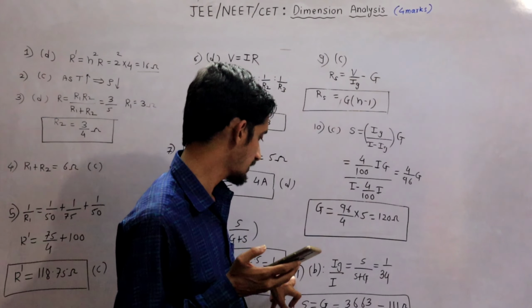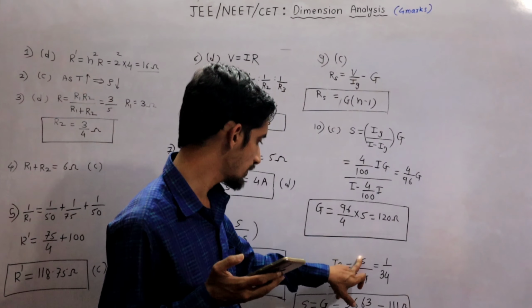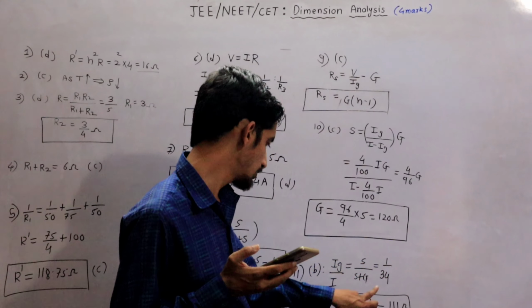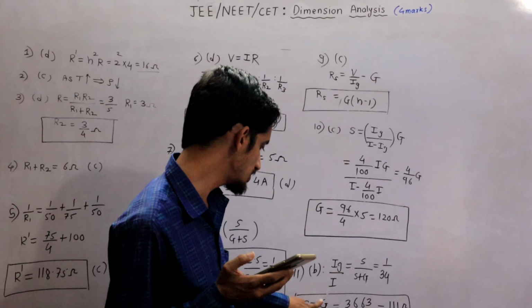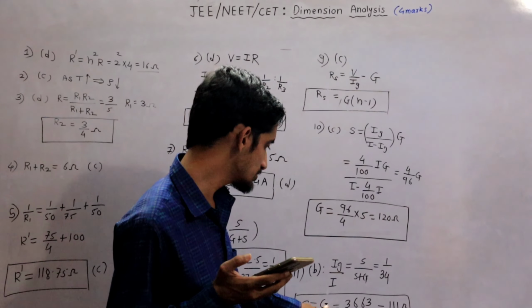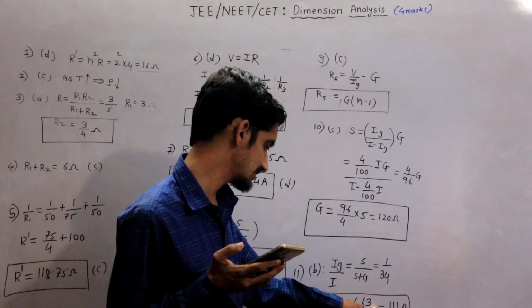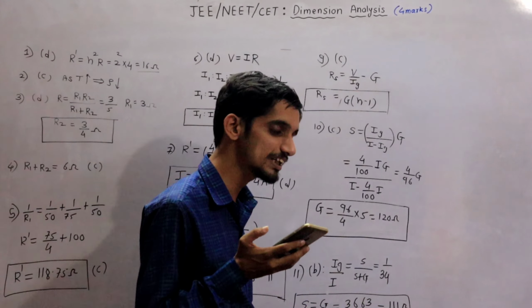In question number 11, Ig upon I is equal to S upon S plus G, which is equal to 1 upon 34. So S is equal to G upon 33. But G is 3663 upon 33, which is 11 ohms.